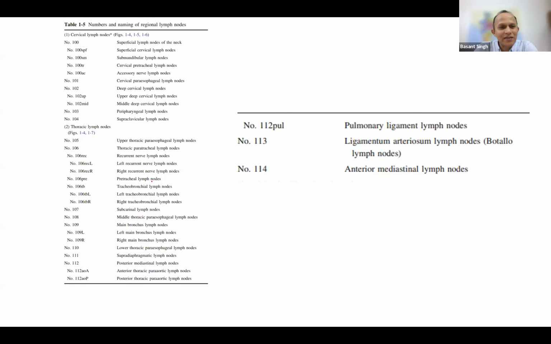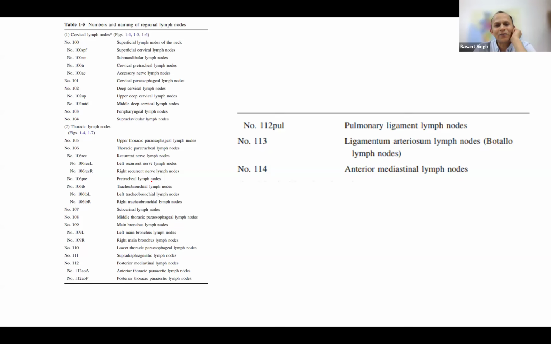It has your recurrent laryngeal nerve lymph nodes. It has thoracic, paratracheal. So all these are included. Okay, 107 here is subcarinal. So you should go with 106 for recurrent laryngeal, 107 for subcarinal. Okay, you can go through this table also.